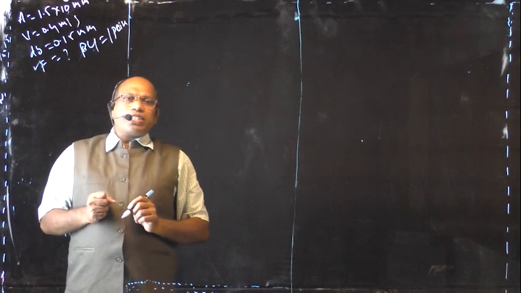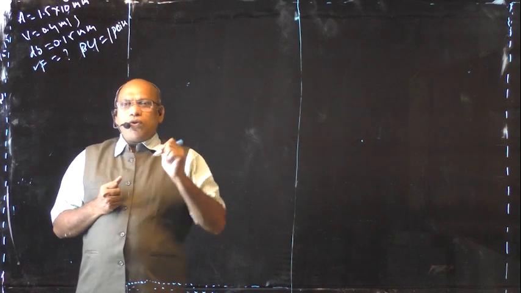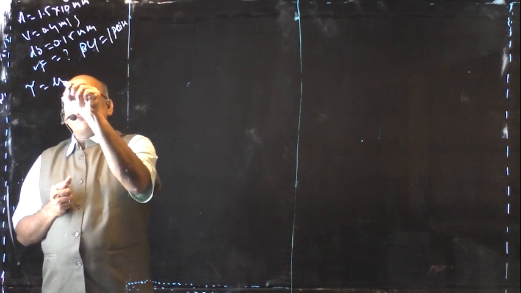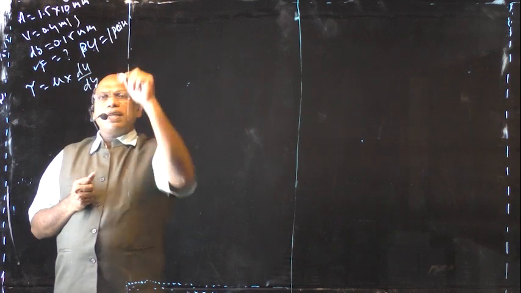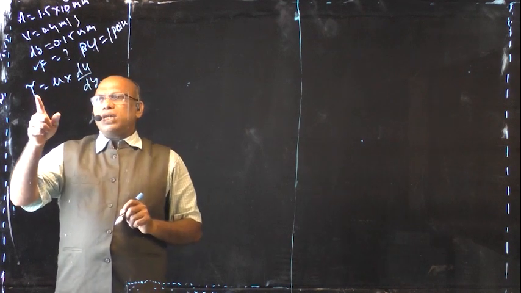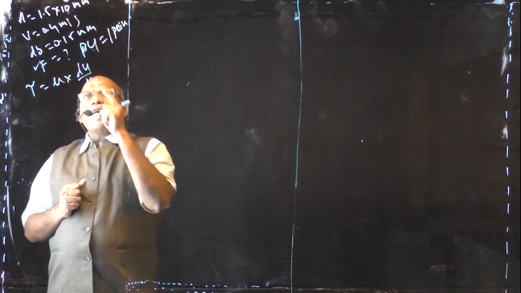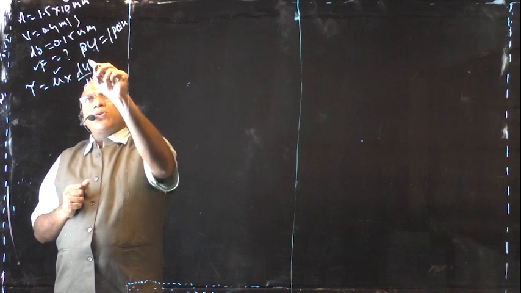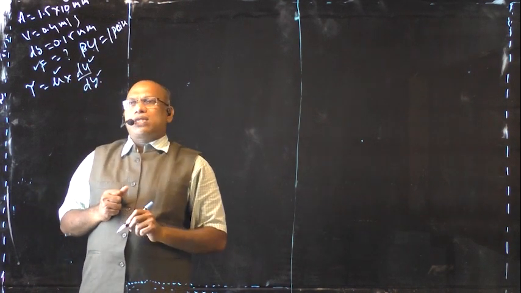we should calculate the stress, that is the shear stress. We know one standard formula: shear stress tau is equal to mu times du by dy. Here mu is nothing but the viscosity, du is the change in velocity, and dy is the depth between the two plates.